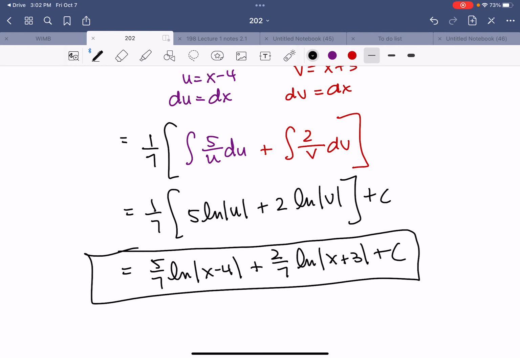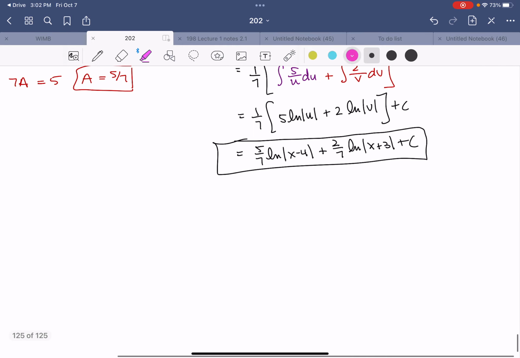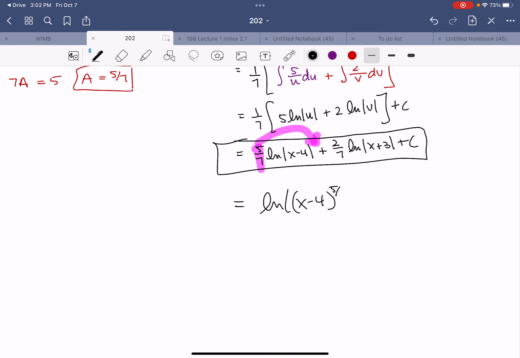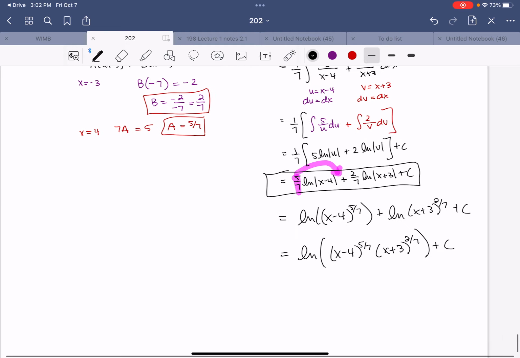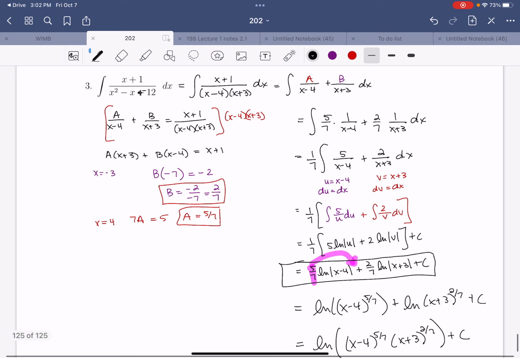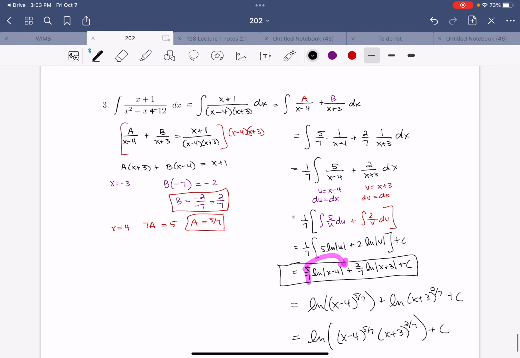If you wanted to, and this is a big if, you're allowed to take the numbers out front and put them up as exponents. So that would make this the natural log of x minus 4 to the 5 over 7 plus the natural log of x plus 3 to the 2 over 7 plus C. And then because this is addition, you can put these back together. So this is really just the natural log of x minus 4 to the 5/7 times x plus 3 to the 2/7 plus a constant. But you don't have to do that. That's just a way that you can simplify and put it back together in a single logarithm. And that's our number 3.